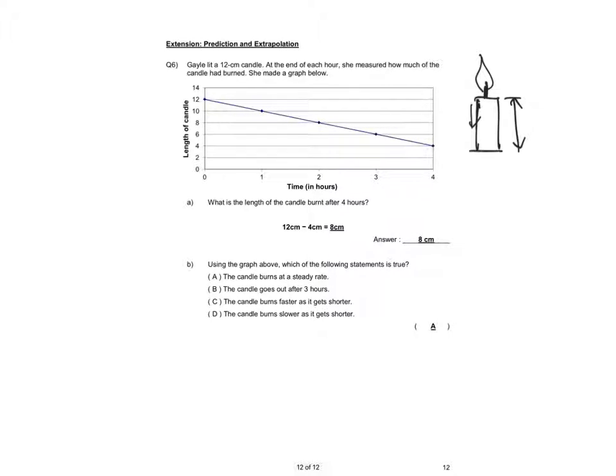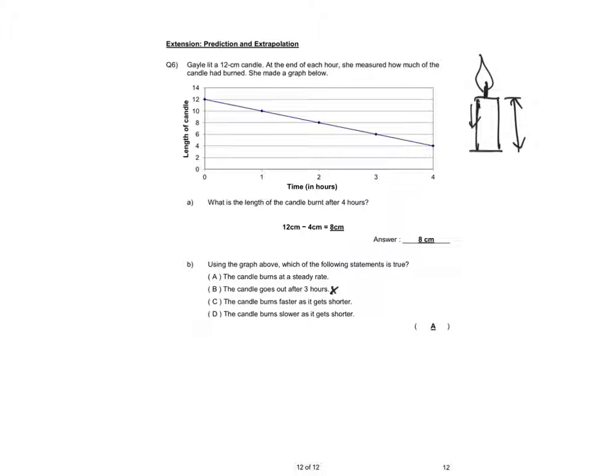Using the graph, which of the following is true? First of all, they say that the candle burns at a steady rate. That means a very constant rate, no change, not burning fast then slow. Then 'the candle goes out in 3 hours' is not true, so this one is out. Let's try deduction. 'The candle burns faster as it gets shorter.' As you can see from here, it gets shorter and shorter, but it's still burning quite steadily.